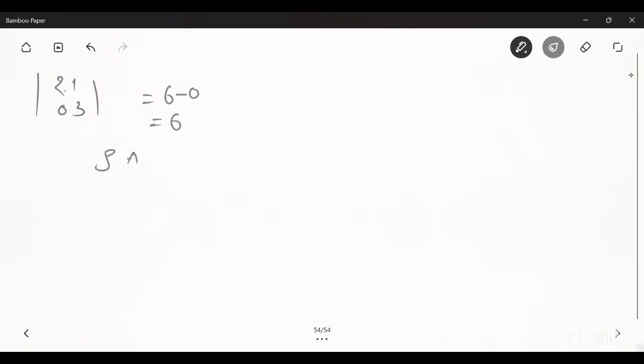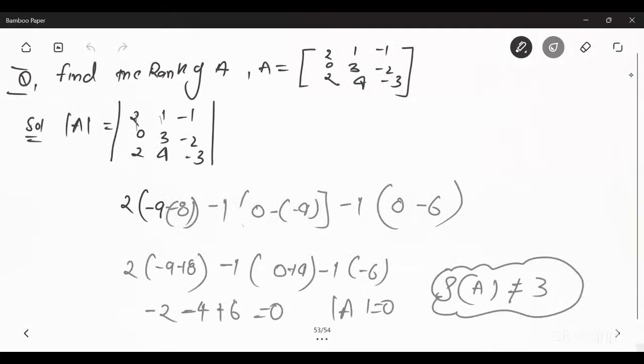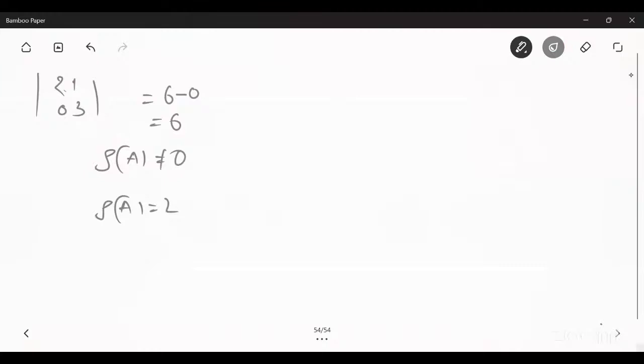So the 2 by 2 minor of the matrix does not equal 0. So the rank of the matrix is 2, because we get a 2 by 2 minor which is not equal to 0. So here the rank of the matrix will be 2. Okay, clear? Now I'm solving one more question for you.